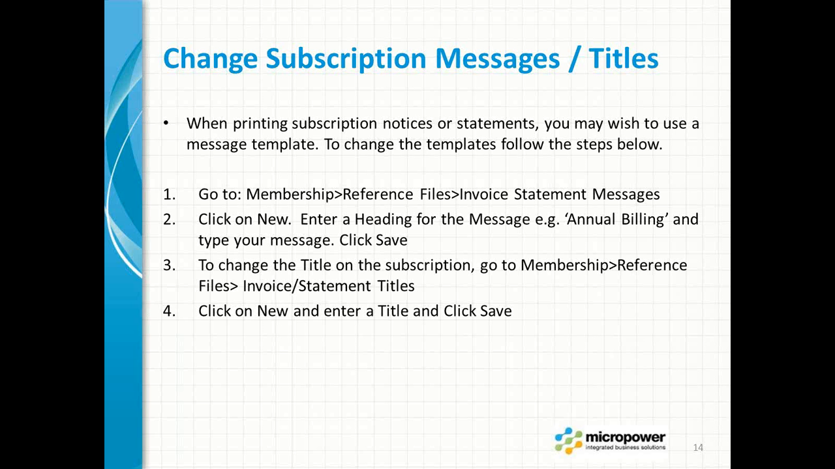You can click on new, edit the heading for the message, for example annual billing, and then type the message in after that, what you want to actually say as part of the message to the members. You click save, and that's done. To change the title on the subscription, you go to membership, reference files, and invoice statement titles, and then click on new, enter the title and click save.